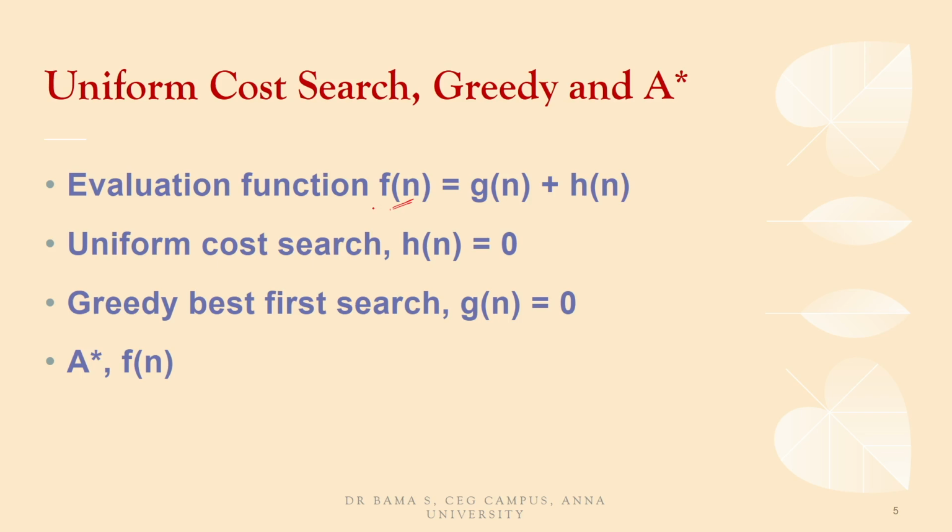And this is the summary of uninformed search techniques. And for uniform cost search, greedy and A star, we gave this type of formula where f of n is the evaluation function that consists of g of n, the actual cost, and h of n, the heuristic cost.